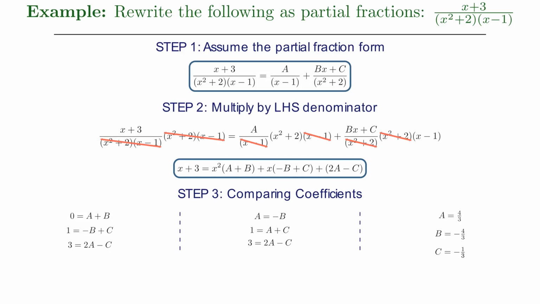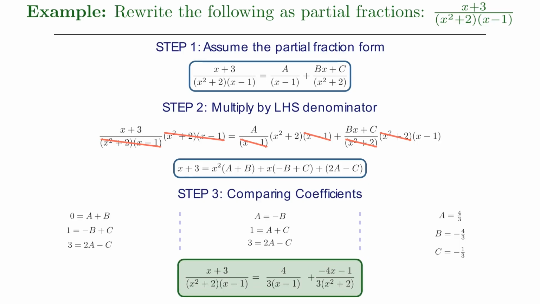Now I have the values for A, B and C. I can put these back into our assumed partial fraction form. This gives me (x + 3) over (x² + 2)(x − 1) equals (4/3) over (x − 1) plus (−4/3 x − 1/3) all over (x² + 2).